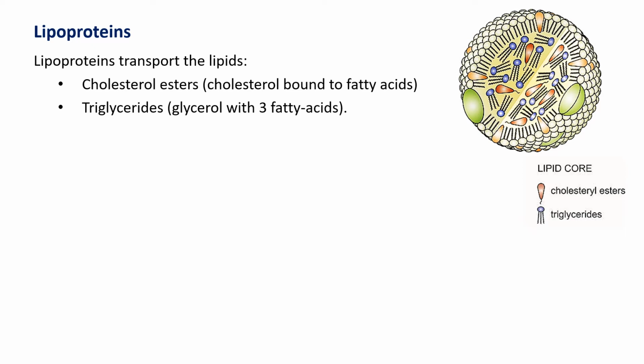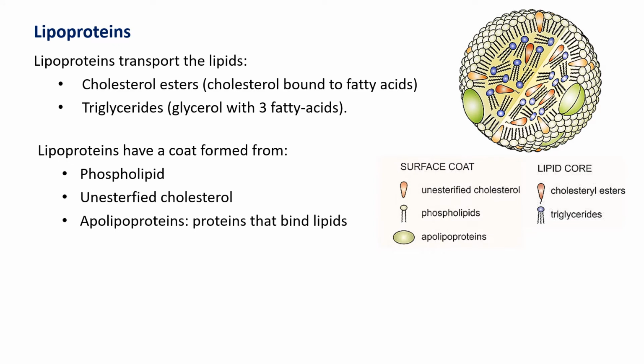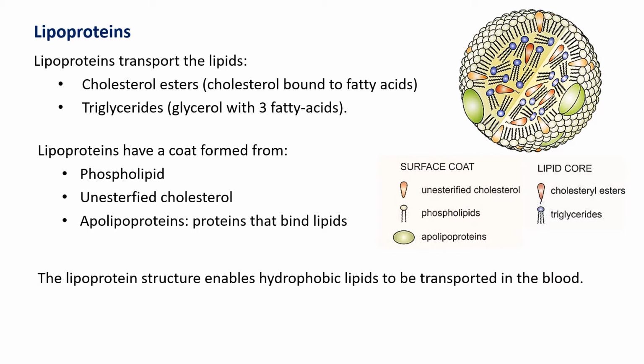Within the lipoprotein, you find cholesterol esters, that just means cholesterol bound to fatty acids, and triglycerides. Remember, we just talked about triglycerides. They're made up of a molecule of glycerol, 3 fatty acids, and our lipoprotein lipase cleaves the 2 apart, known as lipolysis. Around the lipoproteins, we have a coat, and this coat is formed of phospholipid, unesterized cholesterol, and apolipoproteins. These are proteins that bind lipids. As we said, the lipoprotein structure enables hydrophobic lipids to be transported around in the watery plasma of the blood.